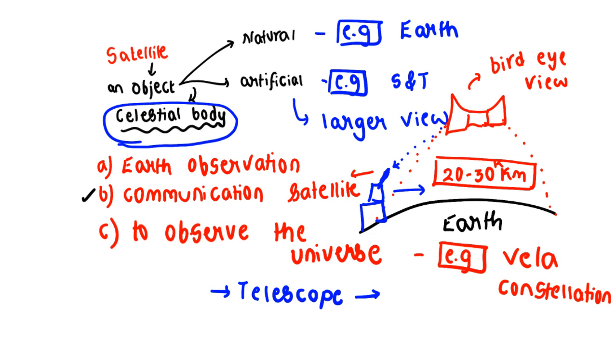They generally orbit the Earth. As I said, a satellite is an object which rotates around a celestial body, so these satellites generally rotate around the Earth and send all the information. So these are the things that we have to learn in this concept series, and in our next series we shall observe something more related to satellites.